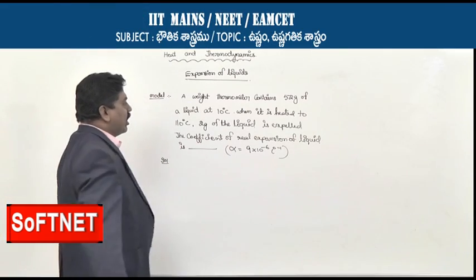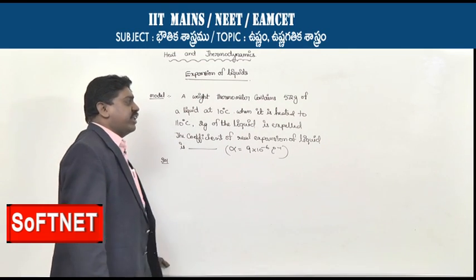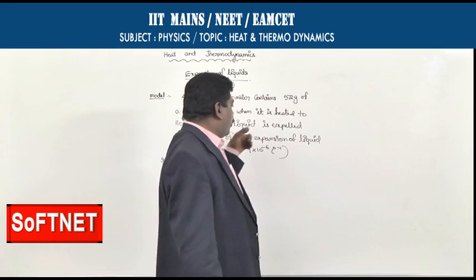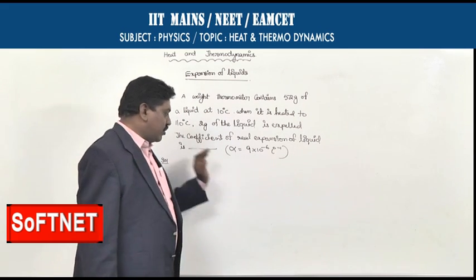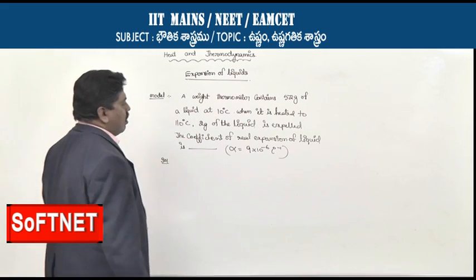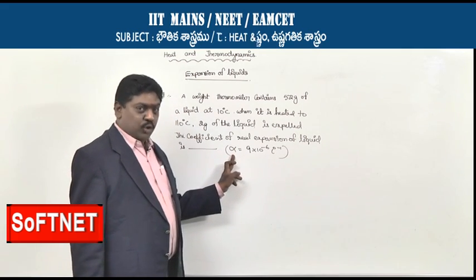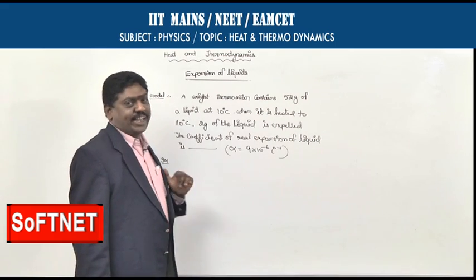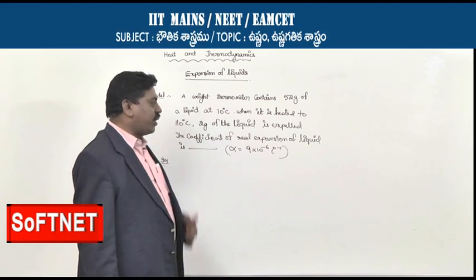Now let us try another model here. A weight thermometer contains 52 grams of a liquid at 10 degrees Celsius. When it is heated to 110 degrees Celsius, 2 grams of the liquid is expelled. The coefficient of real expansion of the liquid is, we are given α equals 9 into 10 to the power of minus 6 per degree Celsius. As we know α, from which we can find γ of the container. And now if we find the coefficient of apparent expansion, then by adding γ_A with γ, we can find γ_R. That is the required thing in the problem.